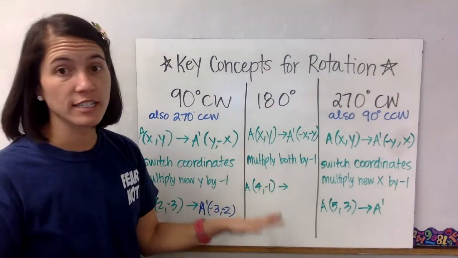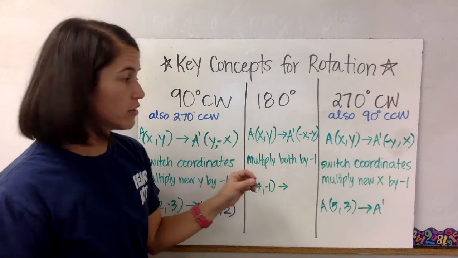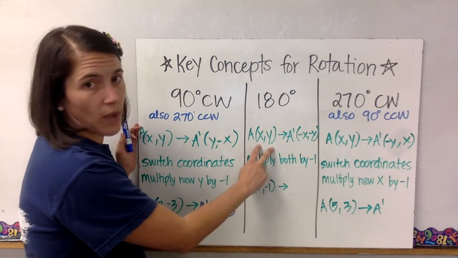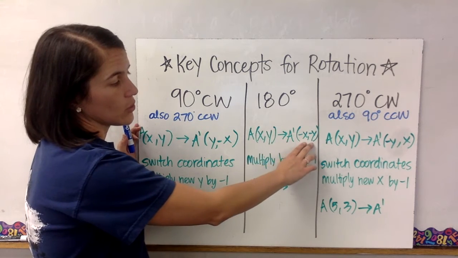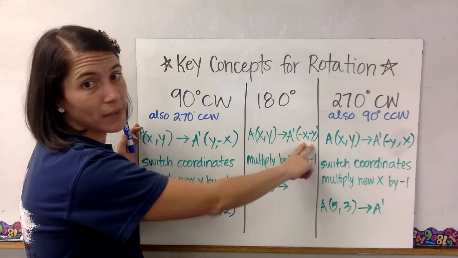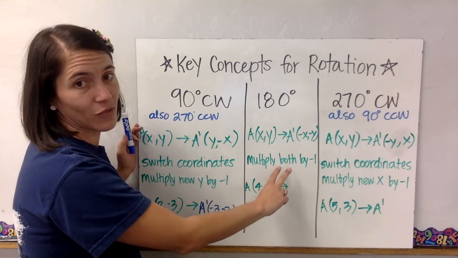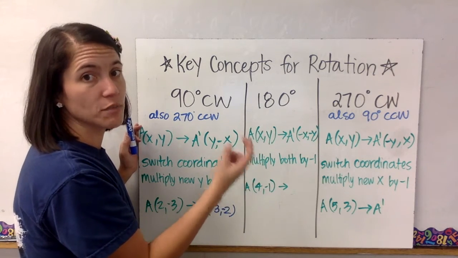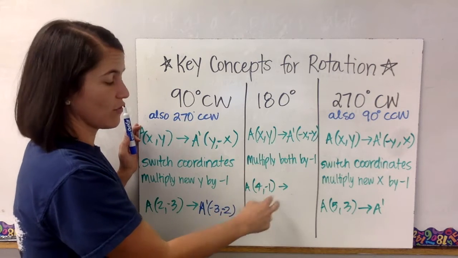For 180 degrees, remember, it doesn't matter if it's clockwise or counterclockwise. You have a point A, which is the coordinate x, y, and it goes to negative x, negative y. What that means is you multiply both by negative 1. You do not switch the coordinates for 180 degrees rotation. You just multiply them both by negative 1, or you find the opposite.